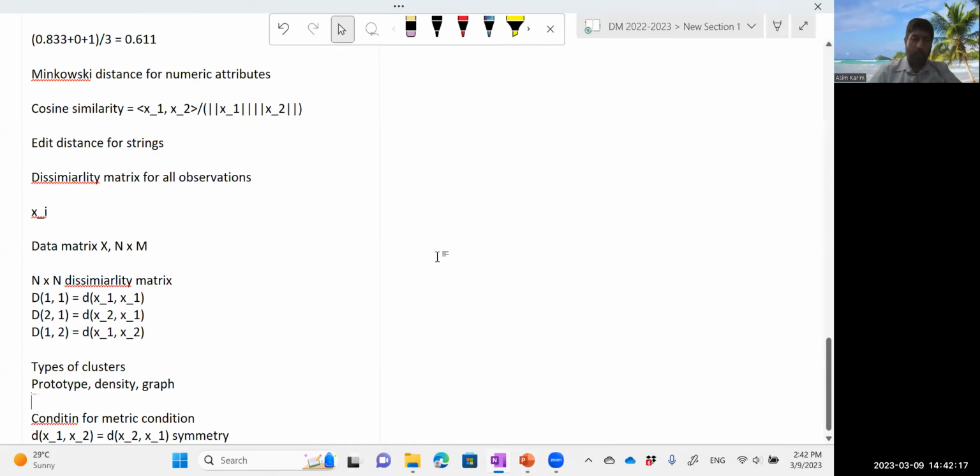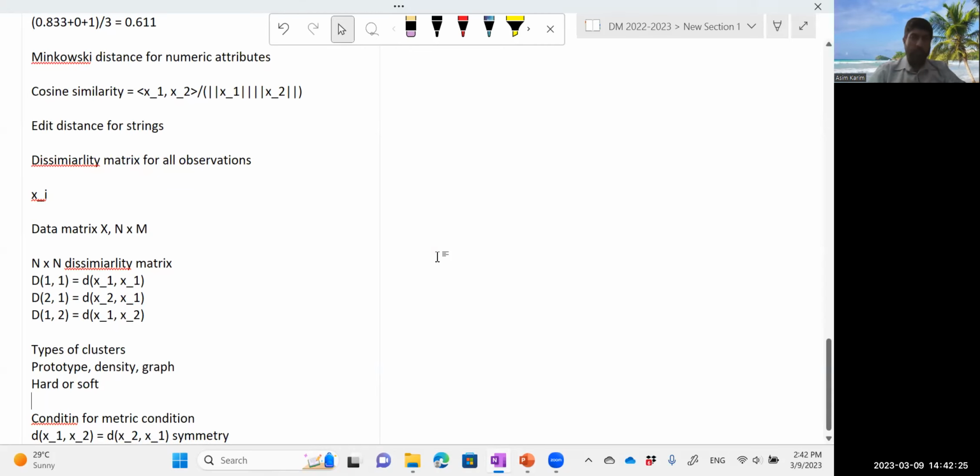Another categorization of clusters is hard और soft. ठीक है. So basically this means that hard clustering में होता है every object must be in one and only one cluster. ठीक है. So one object cannot be, so this is hard cluster. So one object cannot be in multiple clusters. It can only be in one cluster.